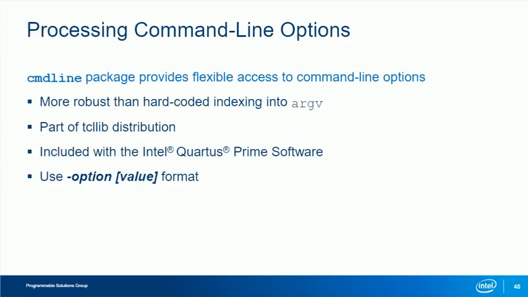As we've seen in the previous slide, we can use the argv variable to access command line arguments in a list. However, a smarter way of processing command line arguments is to use the cmdline package. Rather than writing your own or hard coding indices of the argv variable, Intel FPGA recommends using the cmdline package. This is part of the Tcllib distribution included with the Intel Quartus Prime software. With this option, you'll be able to pass in arguments in the format of -option value. This allows you to pass in arguments in a flexible manner and makes your Tcl script more robust.